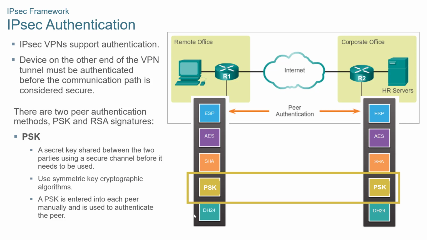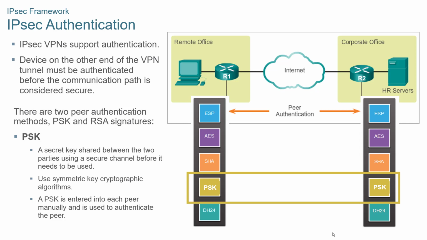With PSK, a secret key is shared between the two parties using a secure channel before it needs to be used. So I set up a secure channel and I share the key. Because the channel is secure, no one can gain access to that. I'm using symmetric key cryptographic algorithms. If you need to review the asymmetric and the symmetric, that is in Module 3. A PSK is entered into each peer manually and is used to authenticate the peer.